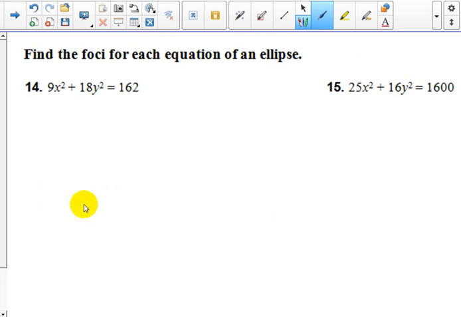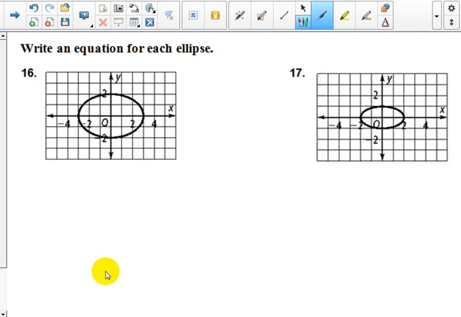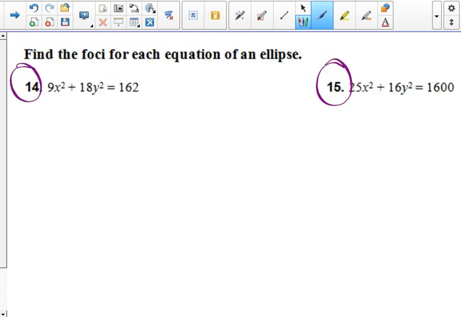Okay, so there's no more direct instruction. This is a lot like problem 2 that we worked yesterday. This is find the foci for each equation of an ellipse. So let's work 14 together, and then I'll let you work 15, and then we'll work 16 together, and then I'll let you work 17, and then you'll go back to the word problem, and that's it, okay? So let's look at number 14. Find the foci for each equation of an ellipse. They give us 9x squared plus 18y squared equals 162.